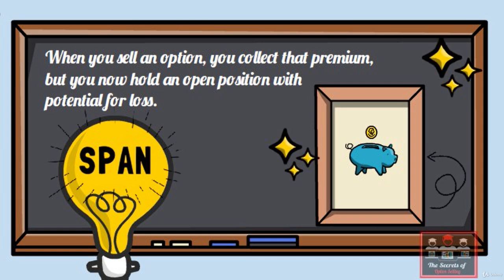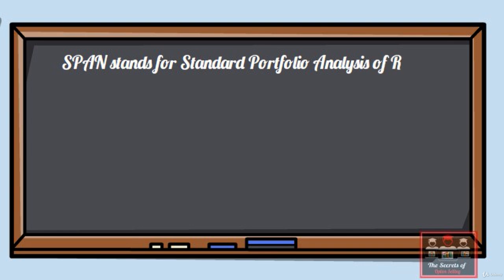So let us understand span margin. You understood the concept of margin. So now, span margin. The exchanges set margin obligations for each underlying future contract. For a future contract, the margin is determined by a pre-defined rule. The principle in the futures industry is known as the SPAN system. SPAN stands for Standard Portfolio Analysis of Risk.